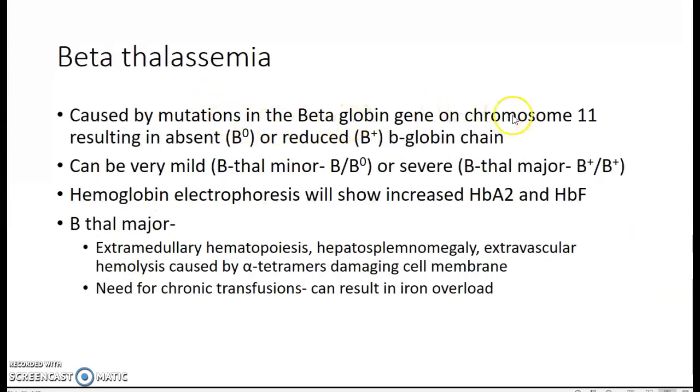Beta thalassemia, so chromosome 11. You can have, again, a wide range of either absent or reduced hemoglobin. You want to look at the hemoglobin electrophoresis to diagnose this. Beta thal major is the most severe. If you have both mutated copies, you can have, again, a very severe anemia, hemolysis by the alpha tetramers, a similar mechanism, hepatosplenomegaly, and you need chronic transfusions or a stem cell transplant.